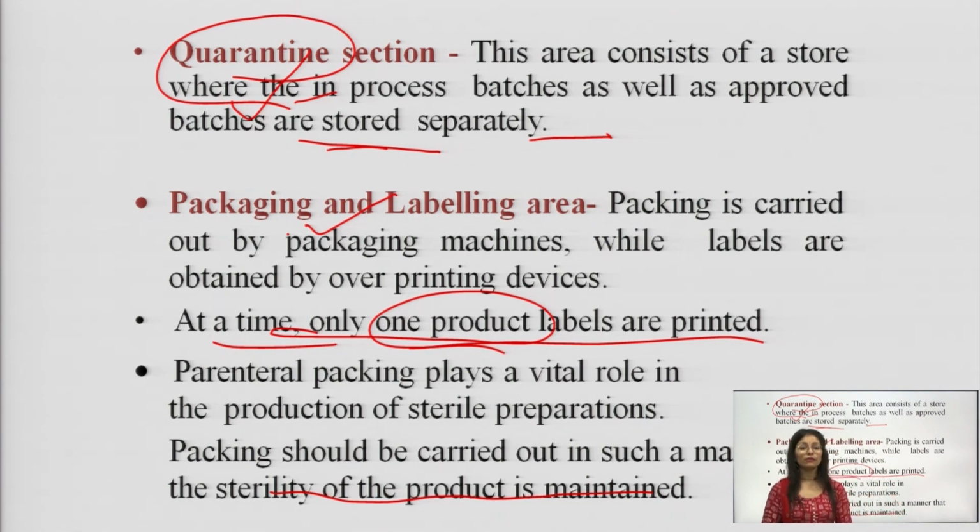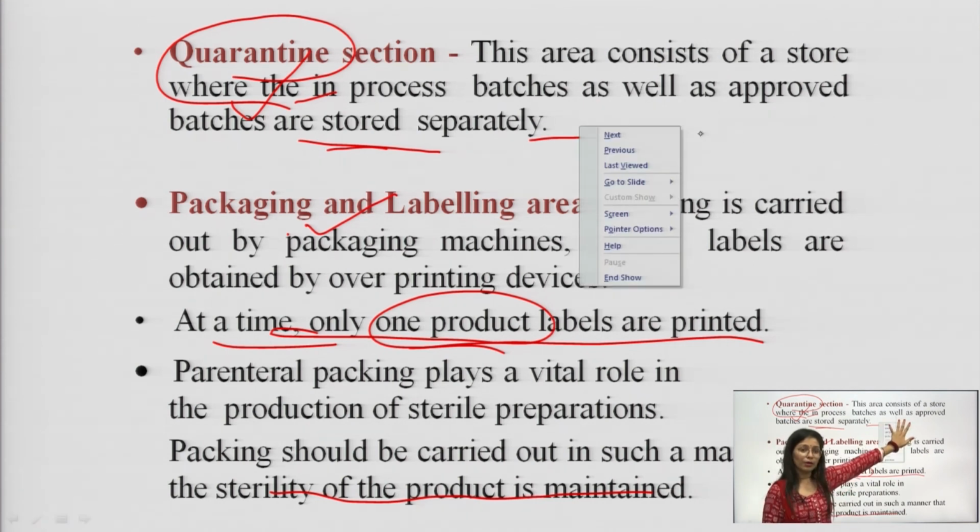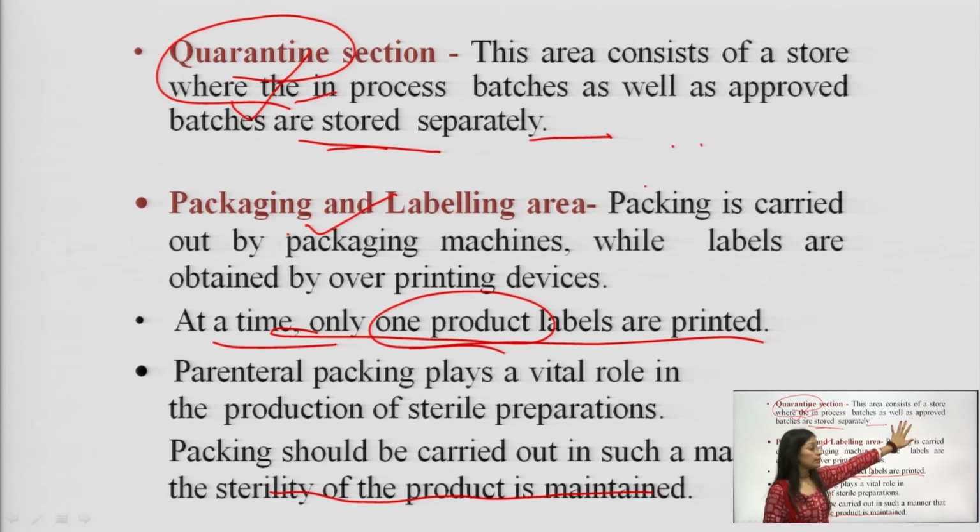Then we have quarantine section. Quarantine section is basically where separate storage takes place. Okay. All the products that you have weighed in the compounding area are stored in this quarantine section. Then we have packaging and labeling that need to be taken care of while we are doing all these things. Labels should be printed one at a time. Okay. Parenteral products play a vital role in protection of sterile preparation. Okay. All the packaging and labeling should be done in such a manner that confusion regarding the particular product should not be there. It should be clear: manufacturing details, company name, brand name, expiry date should be maintained.